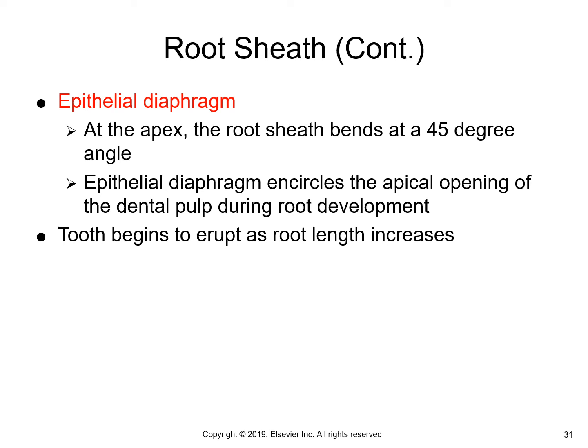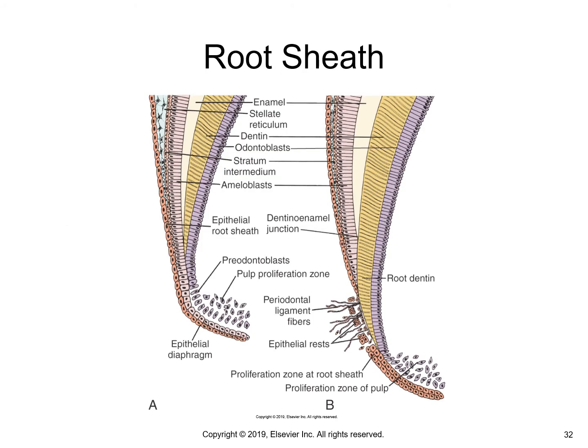The epithelial diaphragm is found at the apex, where the root sheath bends at a 45-degree angle. This diaphragm will encircle the apical opening of the dental pulp during root development, and the tooth begins to erupt as the root length increases. Here we can see the image of the root sheath. So we've got the inner and outer epithelial cells that will meet, and we have the epithelial diaphragm where they meet. It bends at about a 45-degree angle, and you can see the epithelial rests that will come off at that area.